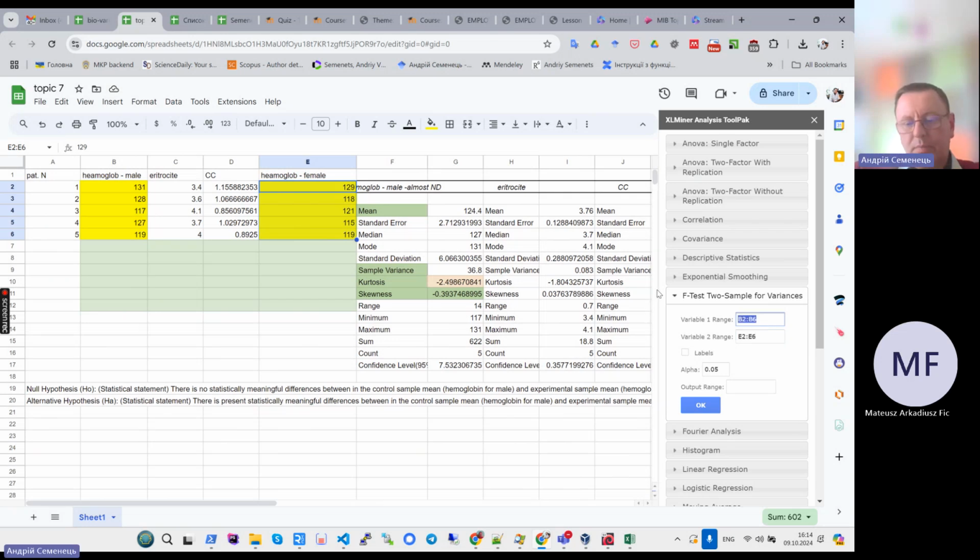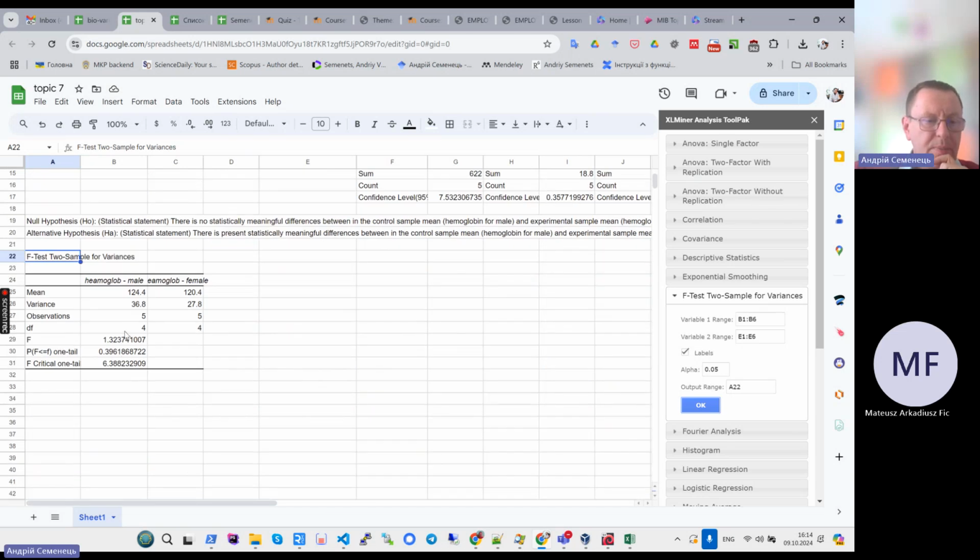Oh, let me show, wrong. I want to pick up a header. One, select two, click second time to get another input. An output range, again, I will start from this cell. Again, pick cell, click back.